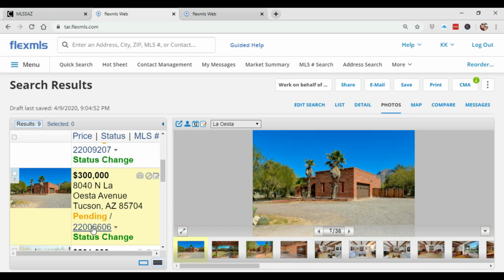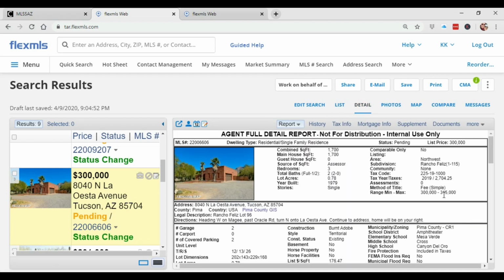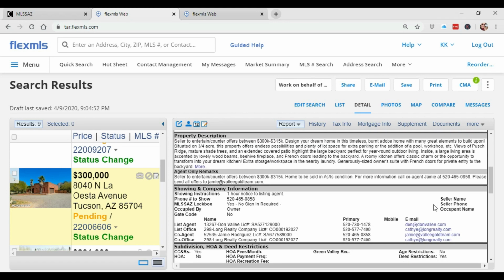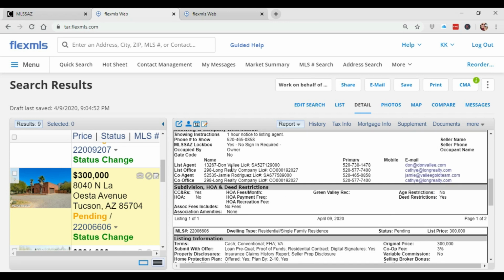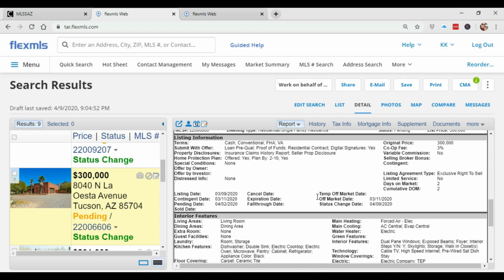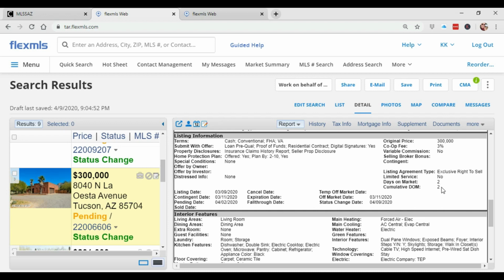Okay, so let's take a look at the actual listing itself. All right, so $300,000 pending. Don Valley, good friend of mine, good man. I like him a lot. He's over at Long Realty. Shout out to Don, good man. Sold this in 2 days. Good job. Listed it for $300,000.